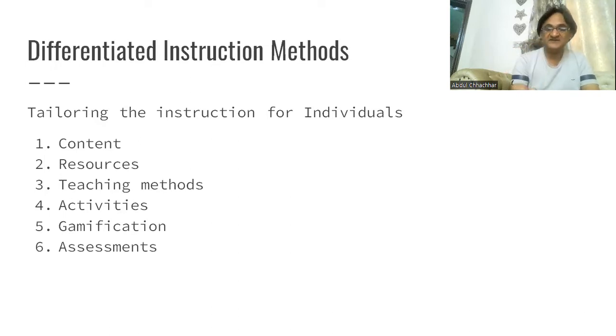If you have multiple intelligences in your classroom, modify your curriculum, modify your resources, set your goals, set the students' goals, modify your assessment. If you want your students to raise their attainment and make good progress, you should comply with these strategies. So there should be modification in content, resources, teaching methods, activities, gamification, assessment. These are some of them. As a teacher, you know exactly what I'm talking about.